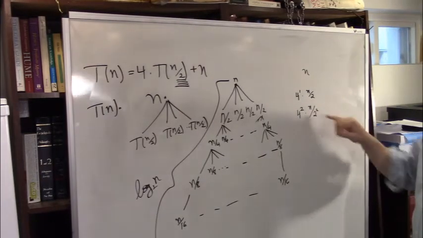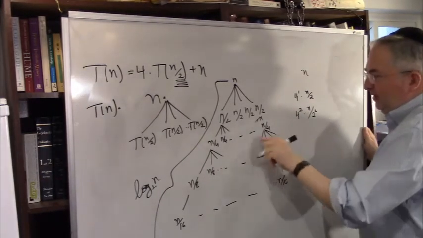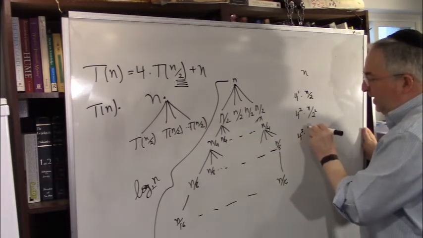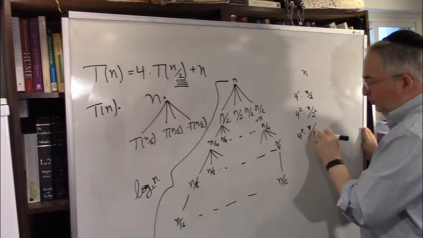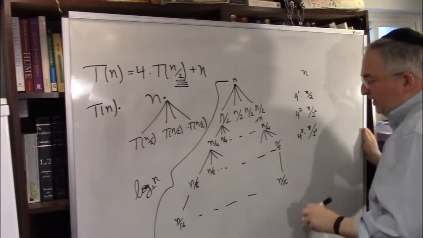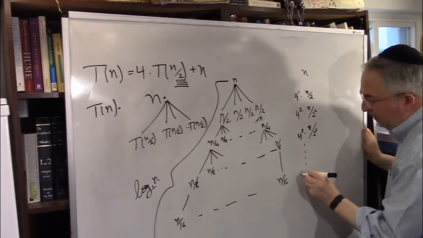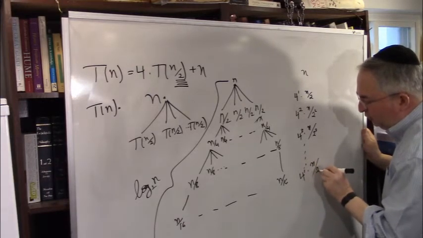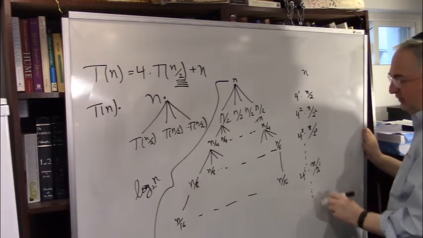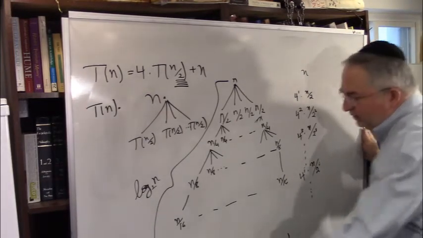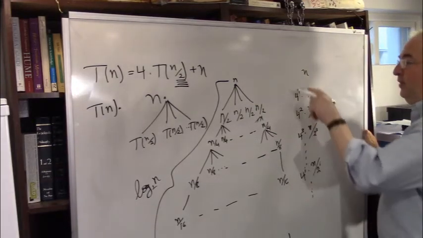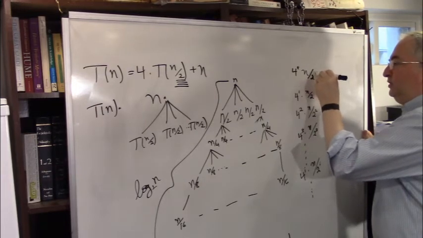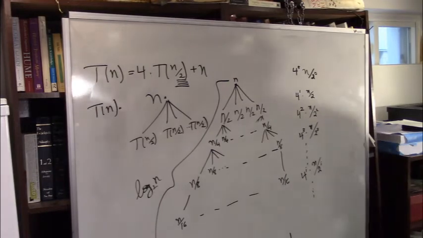Okay, you see that pattern going on here. How about this? This is going to be as many as these are times 4. So that's going to be 4 to the 3rd times n divided by 2 to the 3rd. In general, dot, dot, dot, you're going to have 4 to the i times n over 2 to the i. The bottom here is all going to be 1s. By the way, this should be 4 to the 0 divided by 2 to the 0.